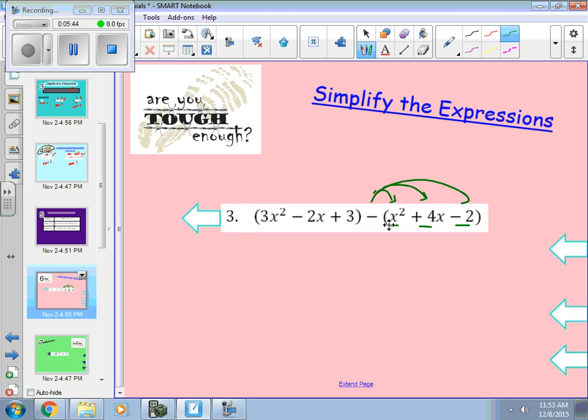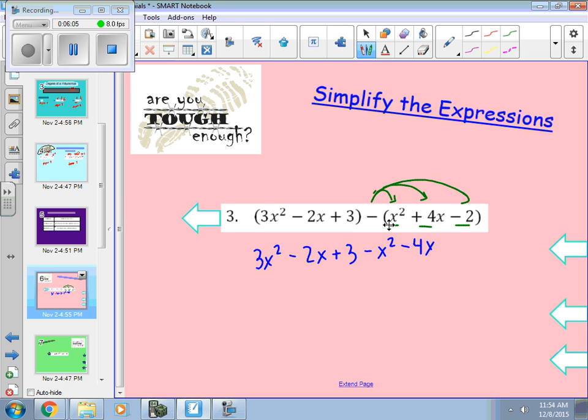Okay, so when we do that, what you're going to end up with is the 3x squared, the minus 2x, and the plus 3. Nothing changes about these, but then we have minus x squared. Okay, now we've got to distribute the negative sign to this one. So negative times 4x, that's going to be minus 4x.